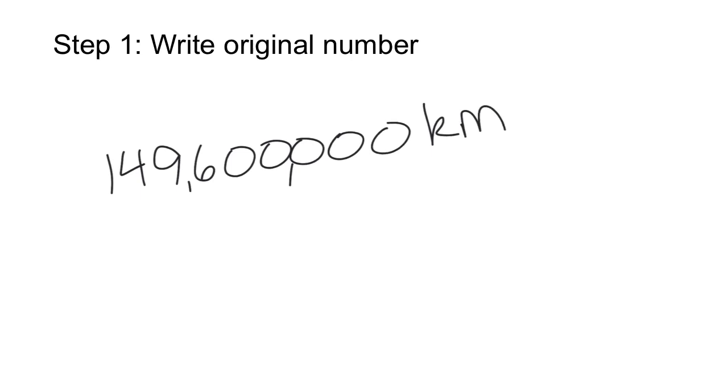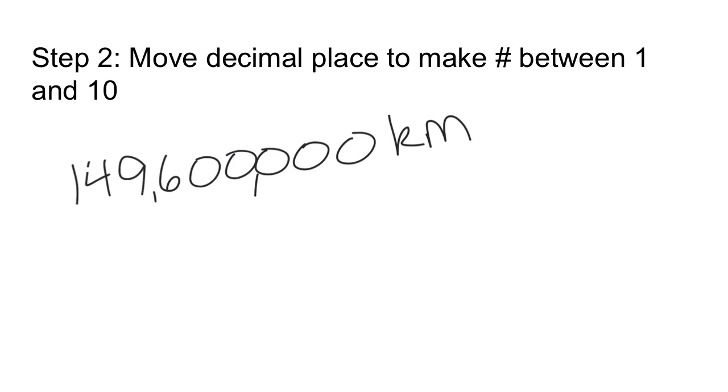149,600,000 kilometers. So we're just going to start off by writing that original number. And then our next step is going to be to move the decimal place to make the number between 1 and 10. This is obviously not between 1 and 10, but the number that would be between 1 and 10 would be 1.496. I couldn't put the decimal place here because then I would have 14.96. That's greater than 10. And I couldn't put it on the other side of the 1 because that would be too small. So I'm going to try to get this decimal place to move so that it is between the 1 and the 4 here.